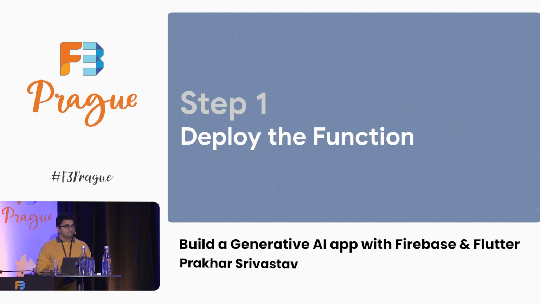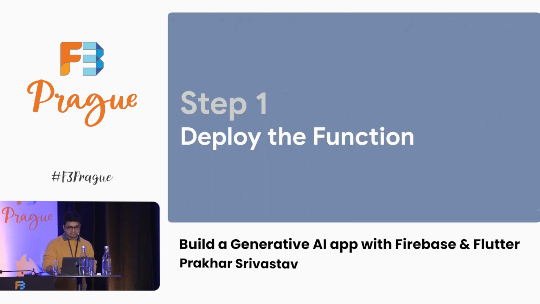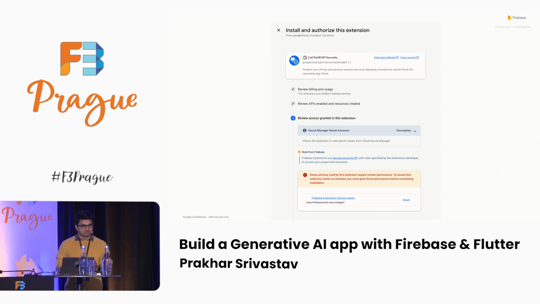Okay, so let's dive into the code. The first thing we need to do is deploy the function, so we have to have the backend ready. To deploy the function, it's very simple. You click on the install button in the Firebase console. The extension will install. It'll ask you a few questions, which are basically permissions.